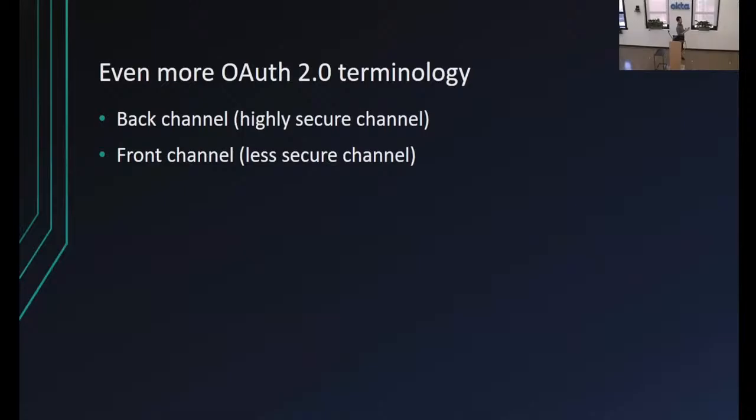So let's talk about a highly secure channel. Well, if I have my server code running on my server, which only I have access to, and I make an API request or some HTTP request from my server to another server, like Google's API, for example, and that's going over HTTPS, it's SSL encrypted. No one can intercept that communication. Highly secure. That would be considered what you would call a back channel, going from my backend server to some other API or some other system.